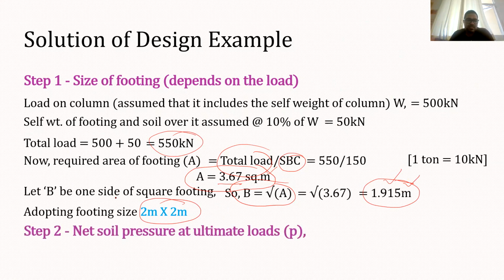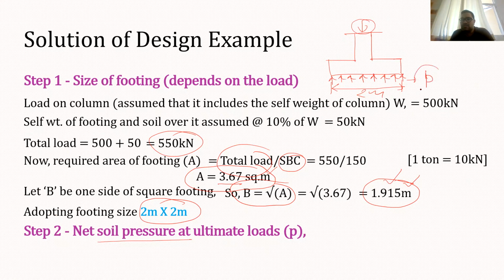Now, the second step is to find out the net soil pressure at ultimate load. As you know, this is our column and it is resting on the foundation, and till now we have decided the size of the foundation, which is 2 meter by 2 meter. The load comes from the column like this, and against this load the soil will offer some reaction in the form of net upward pressure. When we calculate this net upward pressure, we generally represent it with the letter small p.